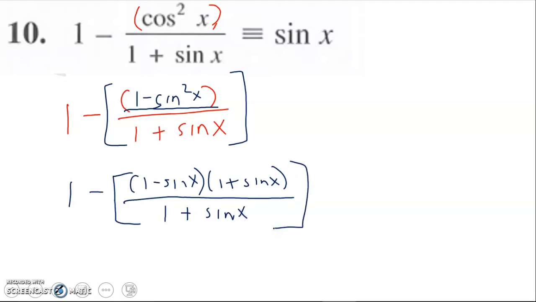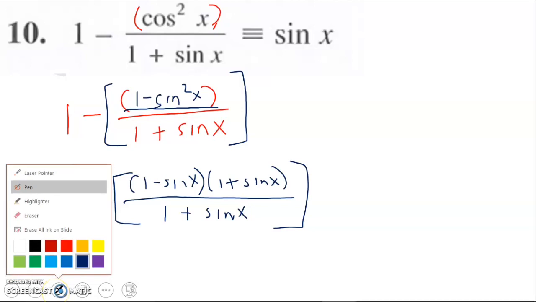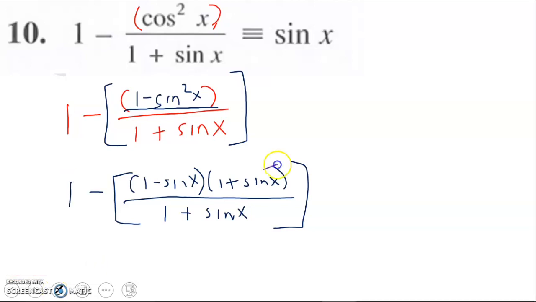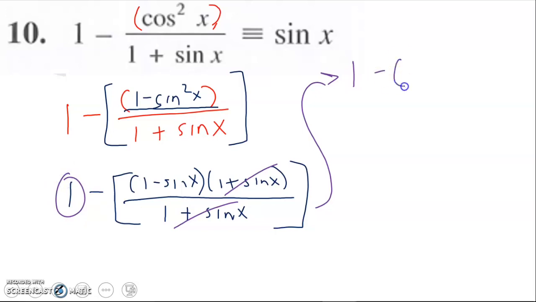Okay? Now you can see something that I can cancel out. What I can cancel out is 1 plus sine x and 1 plus sine x. That makes our life a lot easier since we're not dealing with a fraction anymore. Okay, so I'm going to bring this up. So now I have 1 that was on the outside minus 1 minus sine x, which is all that is left from that fraction.